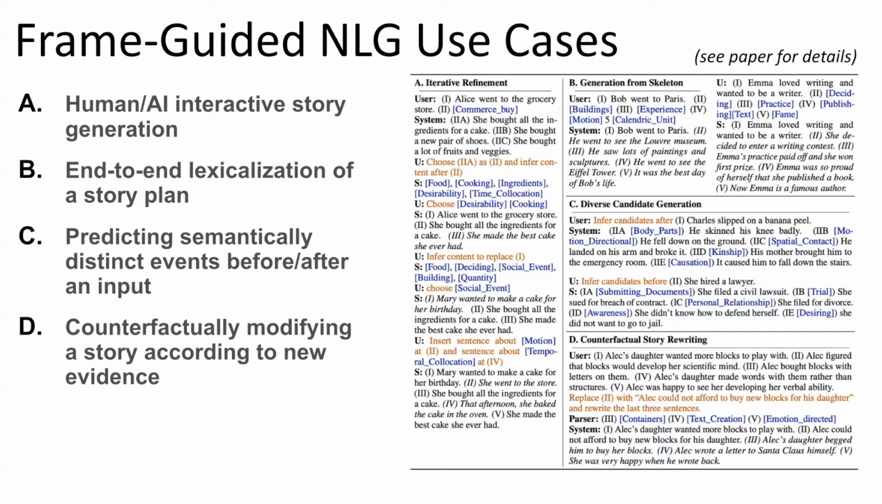And it can also be used for semantically diverse generation by asking it to first predict a set of frame IDs that might occur before or after an input, and then generate a sentence for each of the predicted frames. And finally, it can be used to rewrite a given text document in the presence of new evidence.